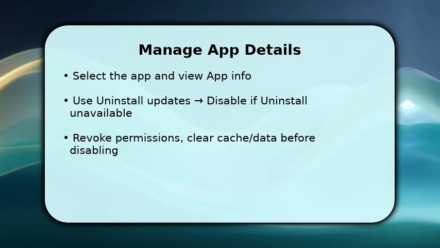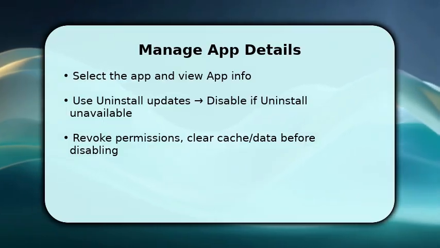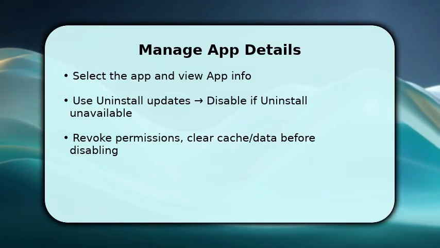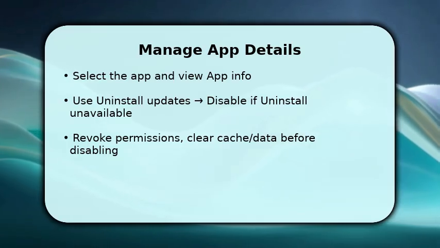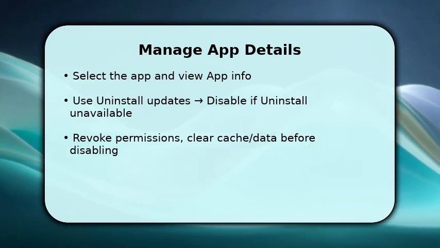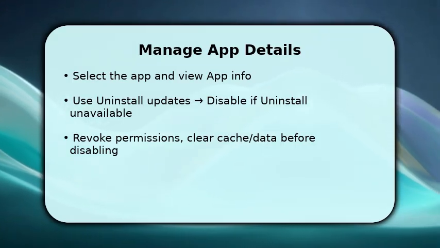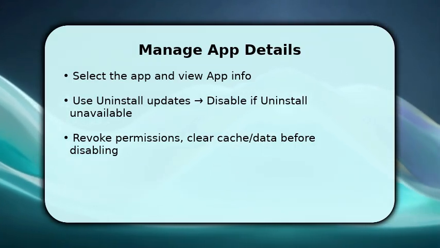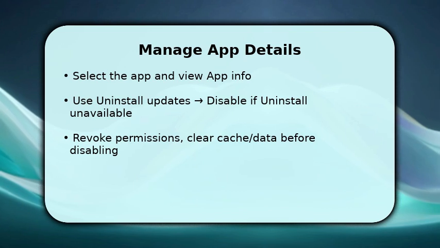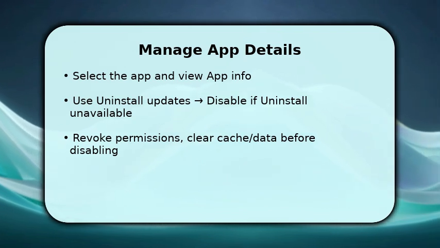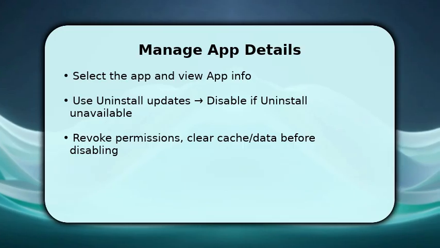If Uninstall is grayed out for a built-in app, tap Uninstall Updates first to revert it, then press Disable to stop it running and remove it from your home screen. Make sure to clear cache and clear data to remove residual files and hit permissions to revoke access. Doing this reduces background resource use and avoids stray notifications after disabling.